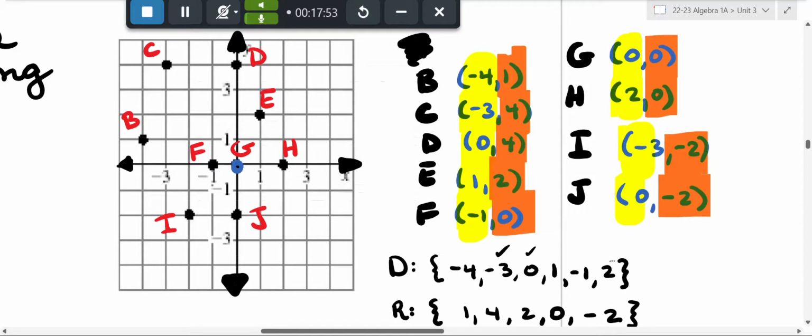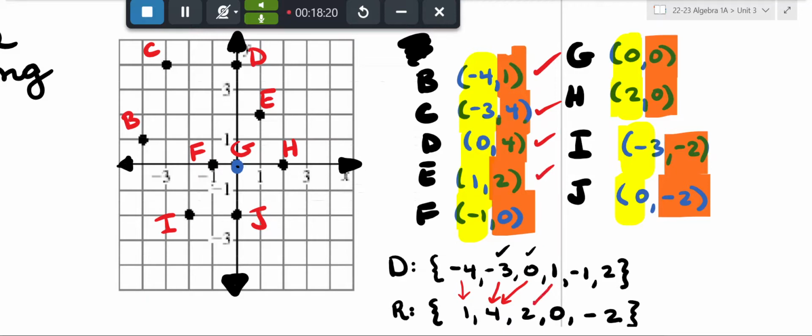So now the question is, is it a function? Well, let's find out who's mapped to who. Let's grab one nice color that'll stand out. All right, -4 is mapped to 1. -3 is mapped to 4. Perfect. 1 mapping so far. 0 is mapped to 4. That's fine. 0 only has 1 mapping. 1 is mapped to 2. -1 is mapped to 0. Okay. 0 is mapped to 0.